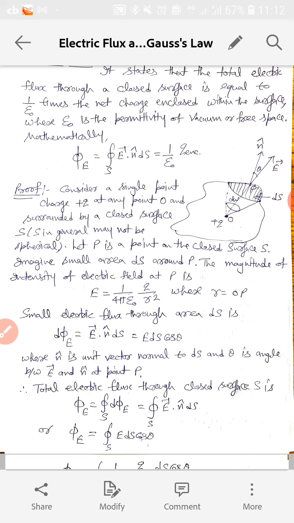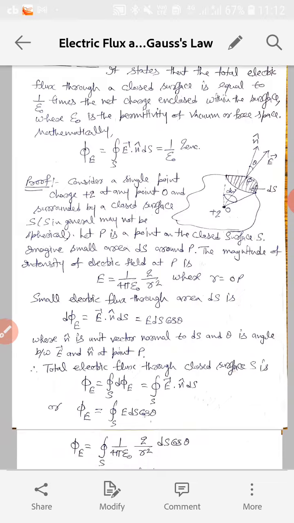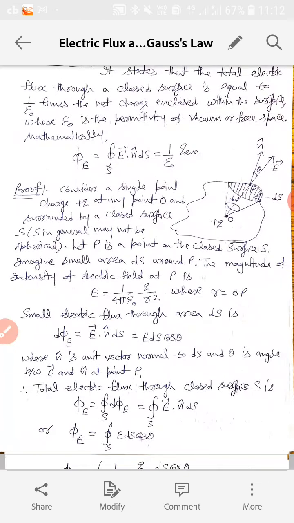For this, consider a single point charge plus Q situated at a point O, surrounded by the closed surface S. In general, S may not be spherical. In plus 2, if you remember, we proved this Gauss law for a spherical symmetry, but here we are considering the general case. For Gauss law, it need not have spherical symmetry always. The condition is that we need to have a closed surface, and that closed surface can have any symmetry or any geometry.